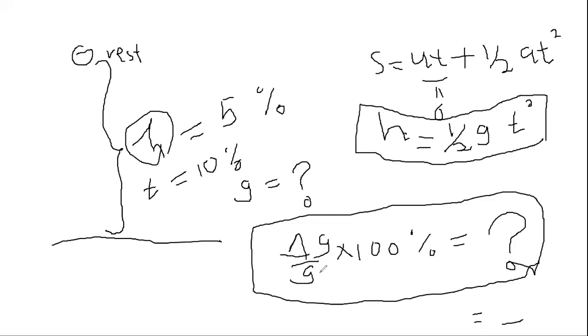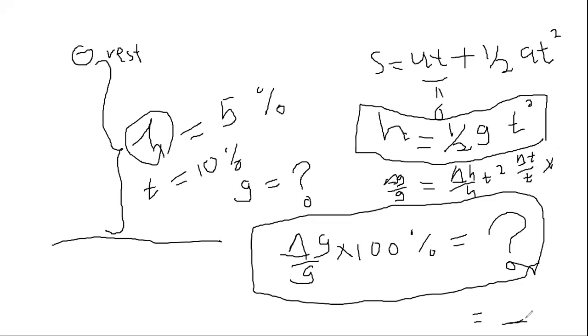Can you give me the answer for the g? No? Write the uncertainty for g. Change of g over g equals to what? Anyone? Change of g over g equals to what? Change of h over h, very good, plus 2 times change of t over t. Very good. This is the formula.